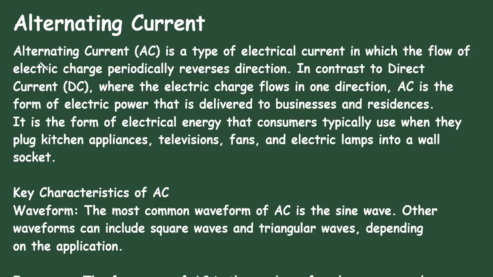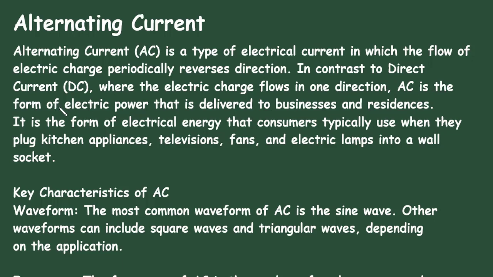Alternating current, in short AC, is a type of electrical current in which the flow of electric charge periodically reverses direction. That means its electric charges periodically reverse direction, one time positive and second time negative, likewise. In contrast to direct current, DC, where the electric charge flows in only one direction.